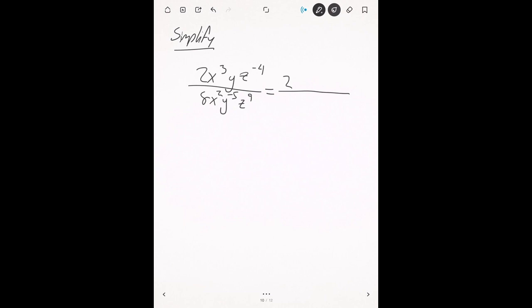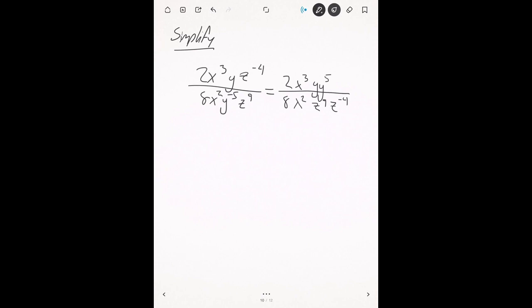It does not have a negative exponent. Same thing with x cubed and y. 8's going to stay. X squared is going to stay. Y to the negative 5, that's going to come up here. That becomes y to the 5th. Z to the 9th stays, and z to the negative 4 moves down. Take a look, see if it makes sense to you why we're moving some things, why we're not moving other ones.